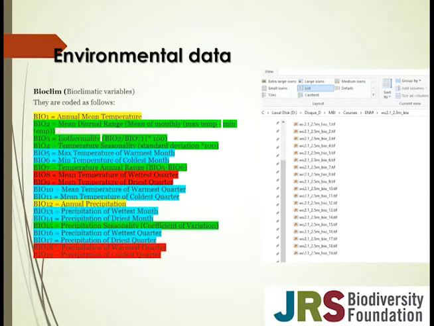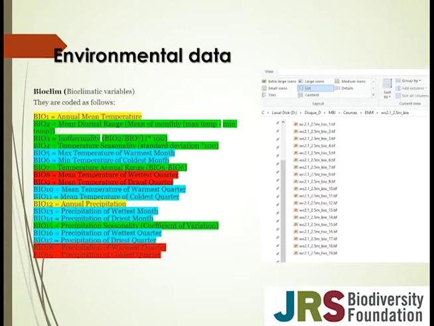Okay, I highlighted some of them in red: Bio 8, Bio 9, Bio 18, Bio 19. Those variables are not considered when I talk to you about Africlim very soon, because Africlim found out that they are not relevant to the ecology of species in Africa.